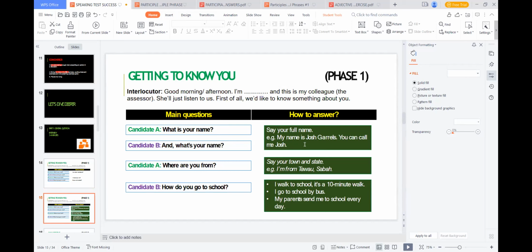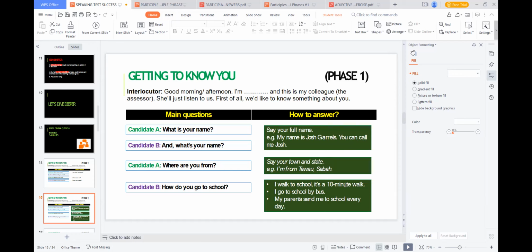My name is. Can you read this part? My name is George Garros. You can call me George. Okay. Say your town and state. I'm from Tawau, Sabah. This is my hometown. So okay, you mentioned your own city or town and then the state.